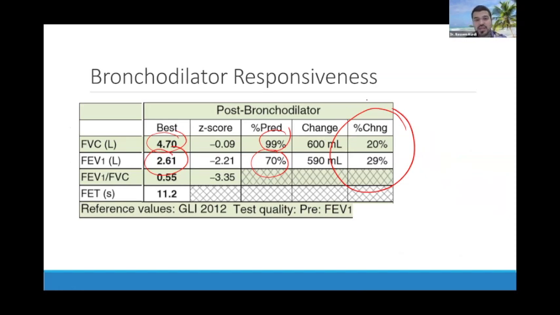Do we care? Do we not care? So yes, the goal is actually 12% improvement or more. If there's an improvement of less than that, we usually don't consider it significant. 12% and more, or 200 mLs, we'll consider significant. So that's how we say this is a positive response to bronchodilators, okay? We usually used to say reversibility, but that implied that everything returned to normal, and that's usually not the purpose or the goal, but we wanna see that improvement.